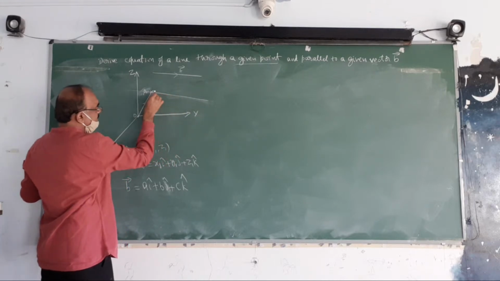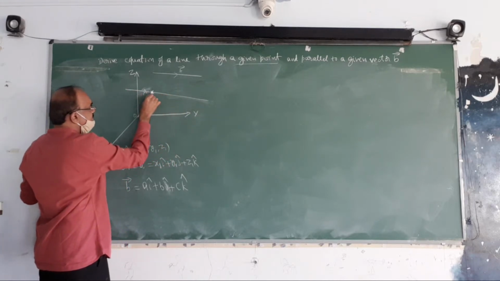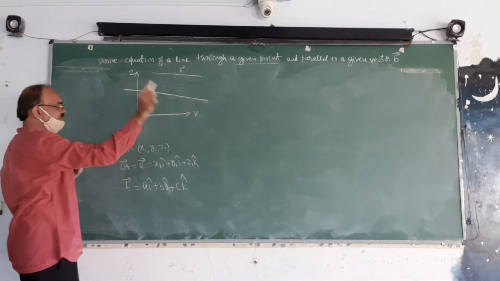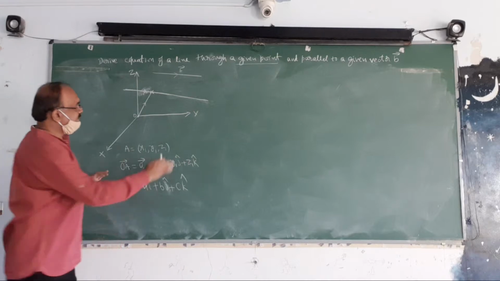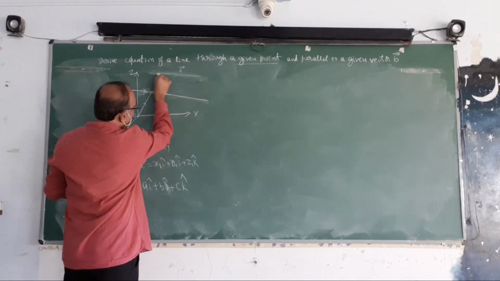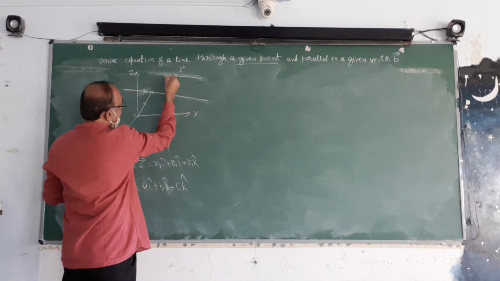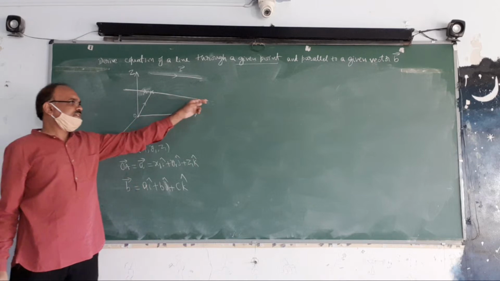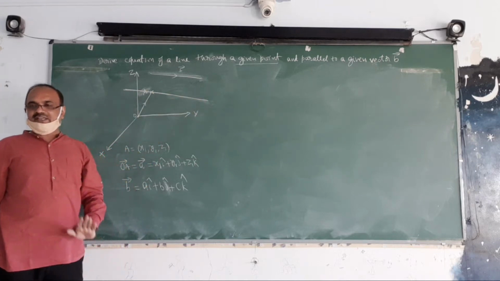This is parallel to this and passing through this. So what is that equation? This is what you have to find. Okay, this is parallel. I will put it more down so that it is parallel. These two are parallel. Now you need to find out the equation of this line. How do you find the equation of that line?